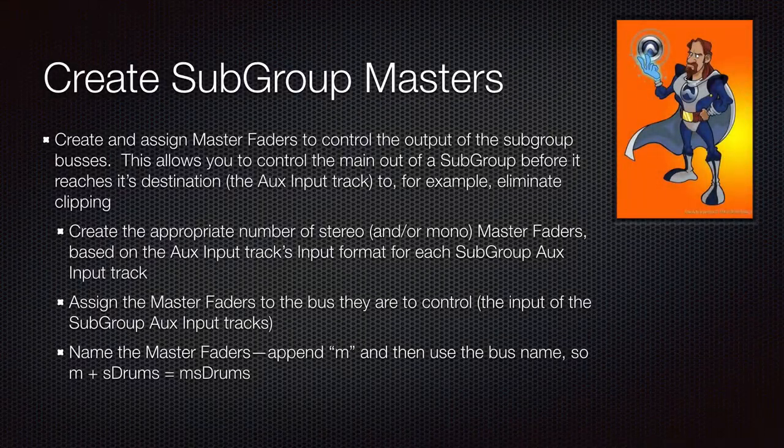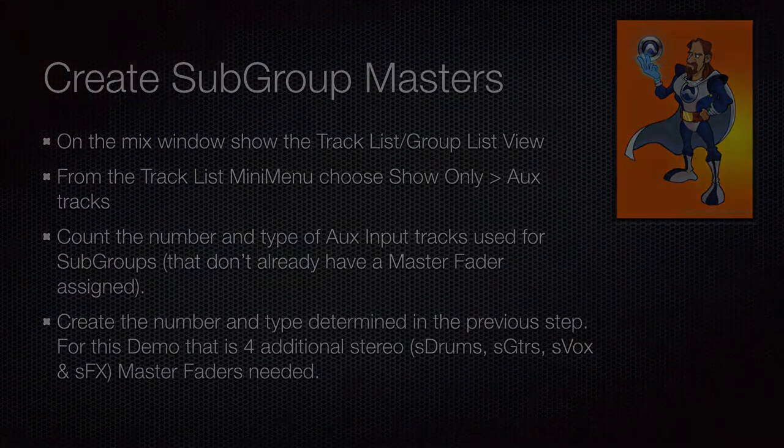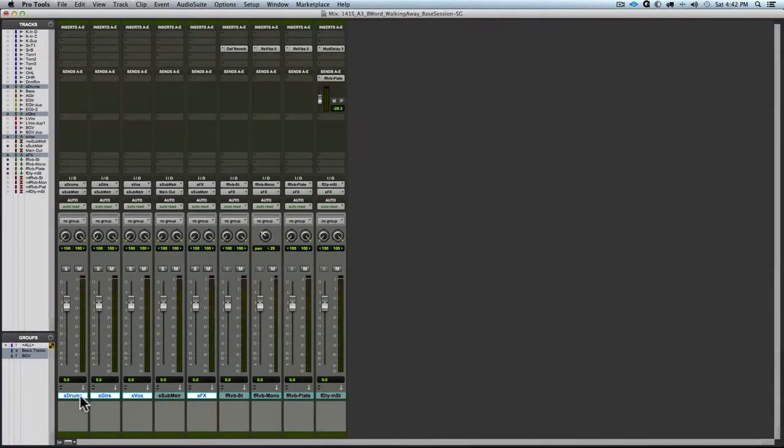Okay, so next we need to create master faders for all of those buses that we're using for subgrouping, and that way we can monitor for clipping in our mix. So we're going to go back to the tracks list and show only aux tracks. And this just helps us, especially in a large session, to quickly and easily identify how many and what format of master faders that we need to create. If you have a good naming scheme, this is a little quicker and easier to do.